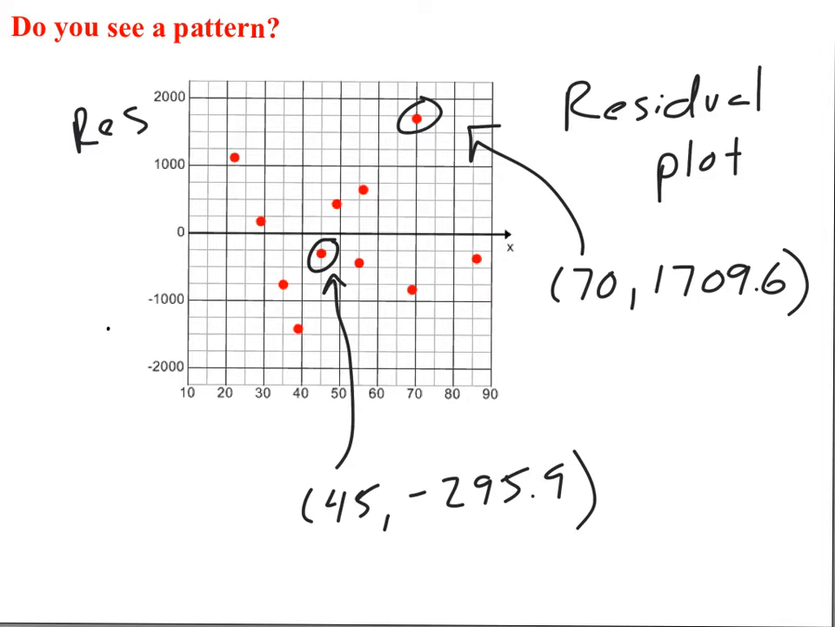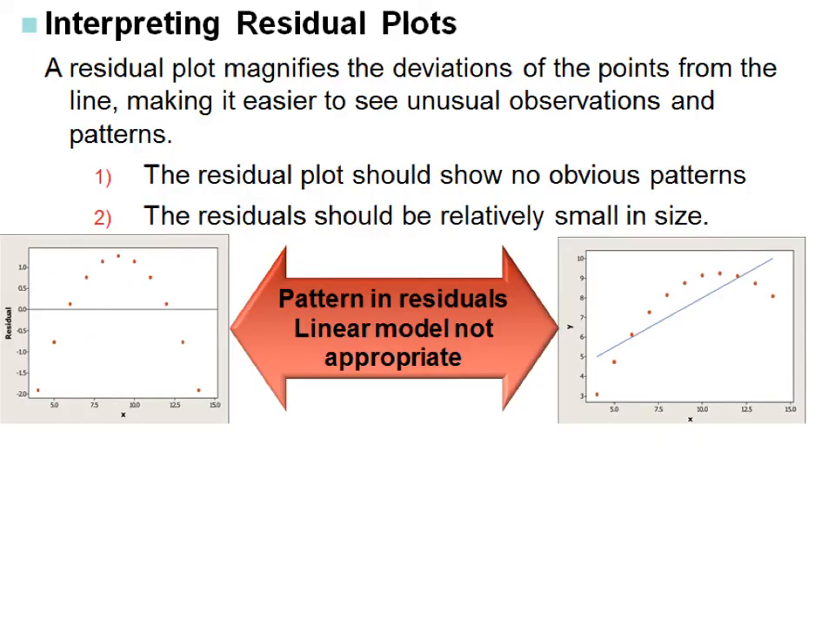The biggest thing that we're looking for, which the title obviously gives away, is we're checking for patterns. We shouldn't see any. Okay? If linear regression and a least squares regression line is a good way to model the data, we don't want to see any patterns. For example, I mean really two things: no patterns, and again, the residuals should be small, right? Big residuals means the points are way off the line, which is not good.